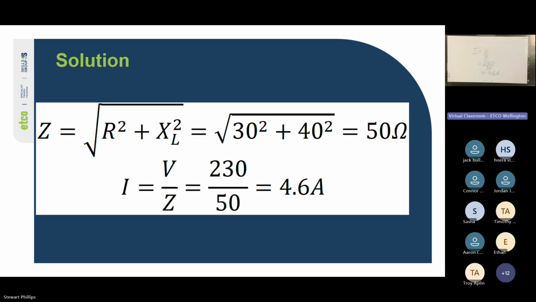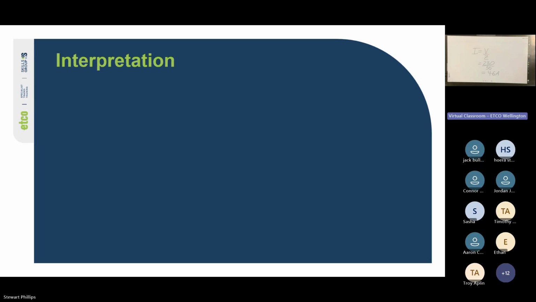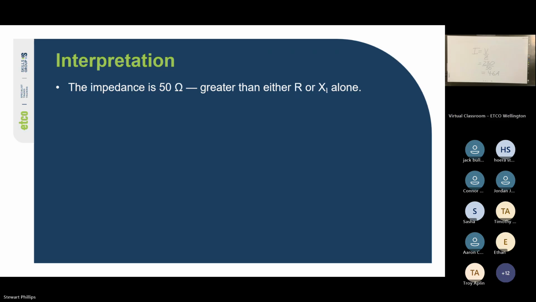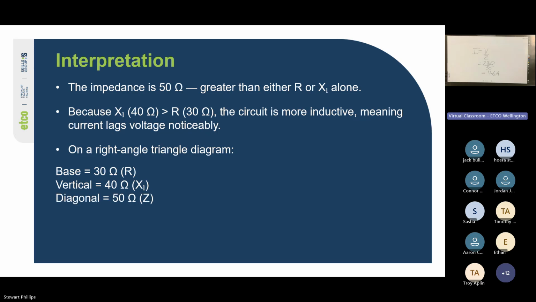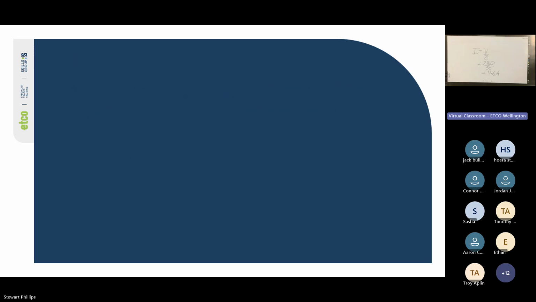All right, so now that we've looked at some of the calculations, we can look at a little bit of interpretation. So the impedance is 50 ohms, which is greater than either R or X alone. Because XL 40 is more than the resistance of 30, the circuit is deemed to be more inductive, meaning the current lags the voltage noticeably. Cool. So on a right angle diagram, base 30, vertical 40, diagonal 50 ohms.